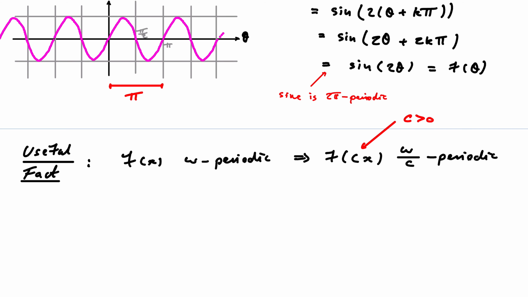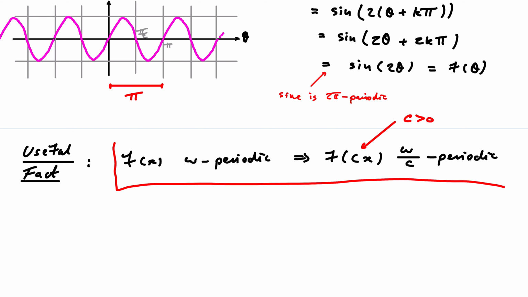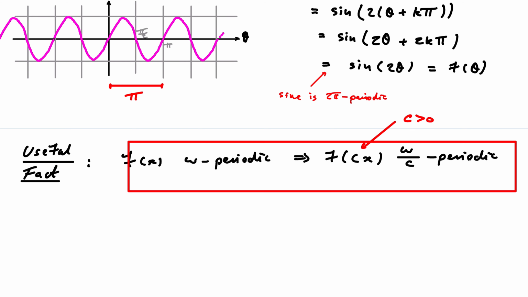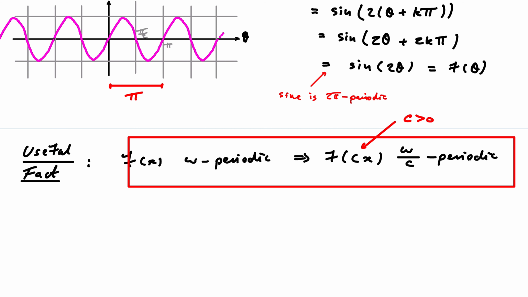Does that fit what we've just done? Well, absolutely, because sine is 2 pi periodic, and sine of 2 theta is 2 pi divided by 2, so pi periodic. So this is a nice general principle about how this transformation affects periodicity. And it's not hard to see why, because the transformation is horizontally stretching or compressing, depending on whether c is greater than 1 or less than 1. So that has the effect of increasing or decreasing the block in which you repeat.